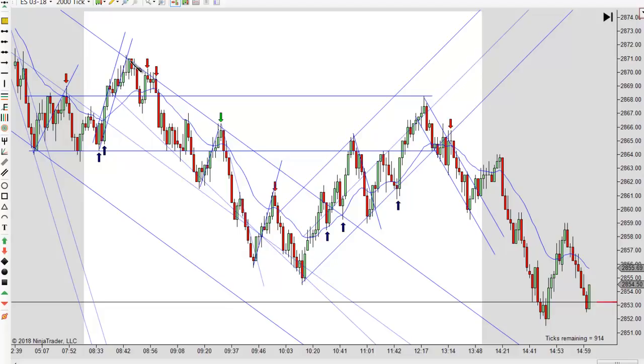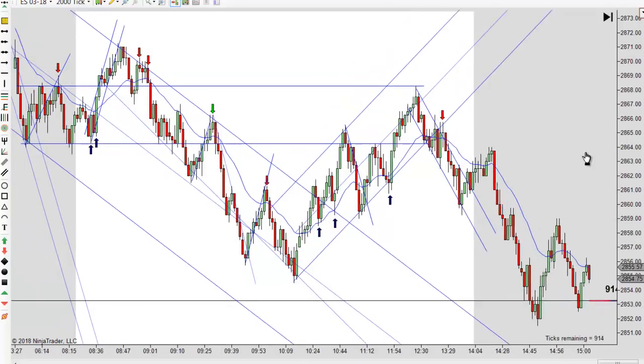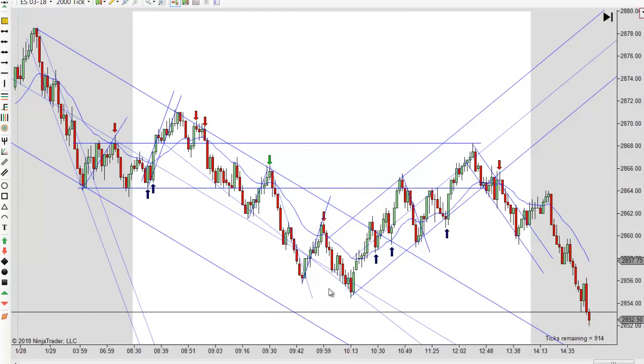Once we started going lower again, I'd measure this leg and look for a possible measured leg down. And you can see we came real close to that by the close. We missed it maybe by a tick or two. So that would have been a good target if you caught one of these early moves and wanted to ride this down. But yeah, the bias was down most of the day.